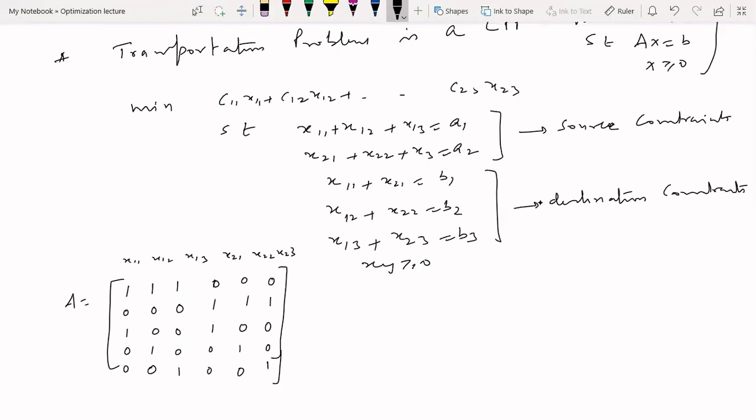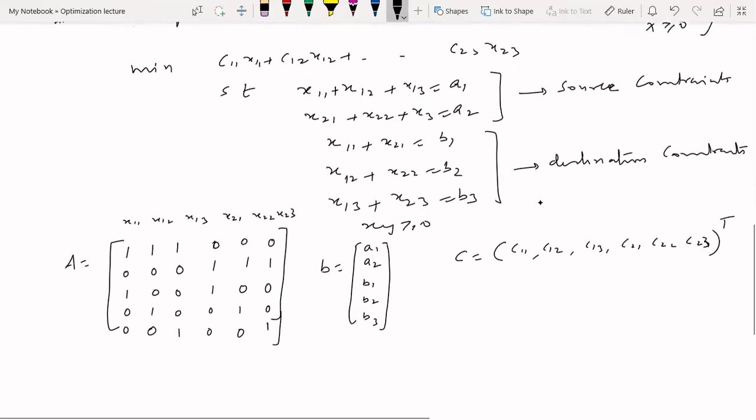And what are my variables? x1, x2, x3. And what is my right hand side vector here? This is my A1, A2, B1, B2, B3. Okay. And my cost matrix C is what? C11, C12, C13, C21, C22, C23 transpose, because all the vectors are column vectors. Okay, so this is my A matrix.